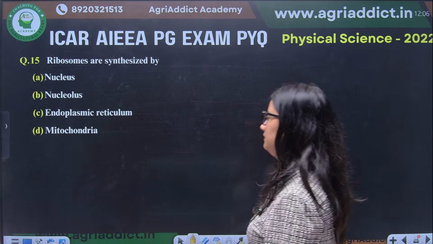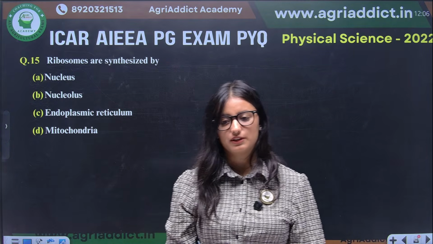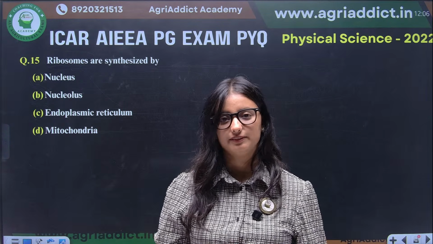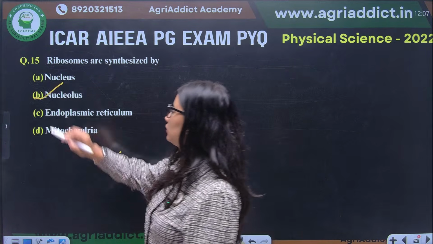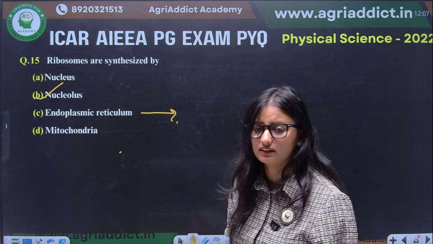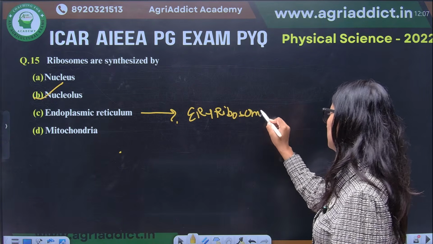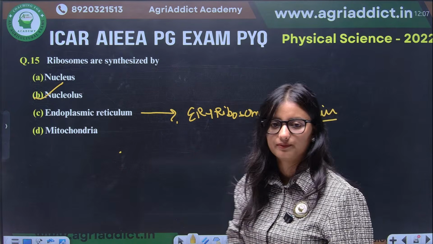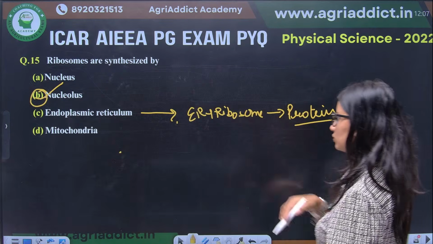Ribosomes are synthesized by nucleus, nucleolus, endoplasmic reticulum और mitochondria. Endoplasmic reticulum. Okay, very good. Now answer this one. Ribosomes are synthesized by B, nucleolus. Very good. Nucleolus is the correct answer. Endoplasmic reticulum के साथ associate करके they form what? Protein. ठीक है? तो न्यूक्लियोलस में हमारे पास राइबोसोम्स सिंथेसाइज होते हैं.